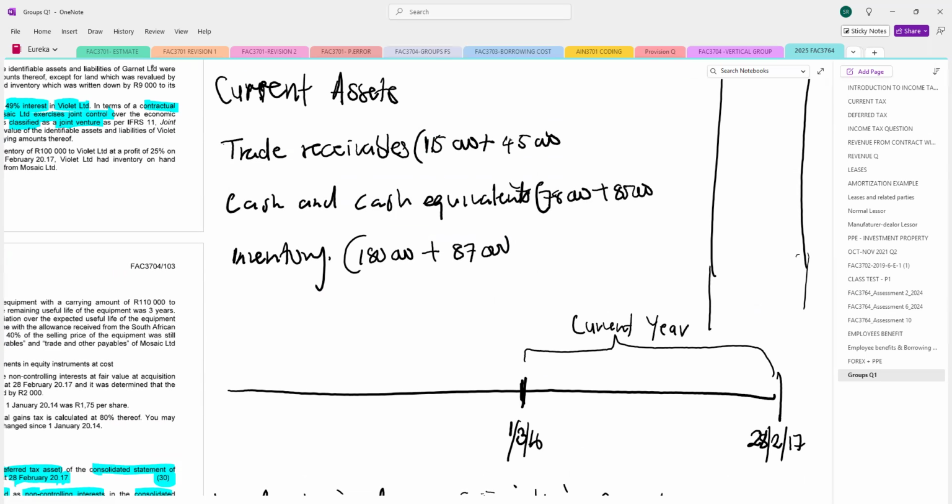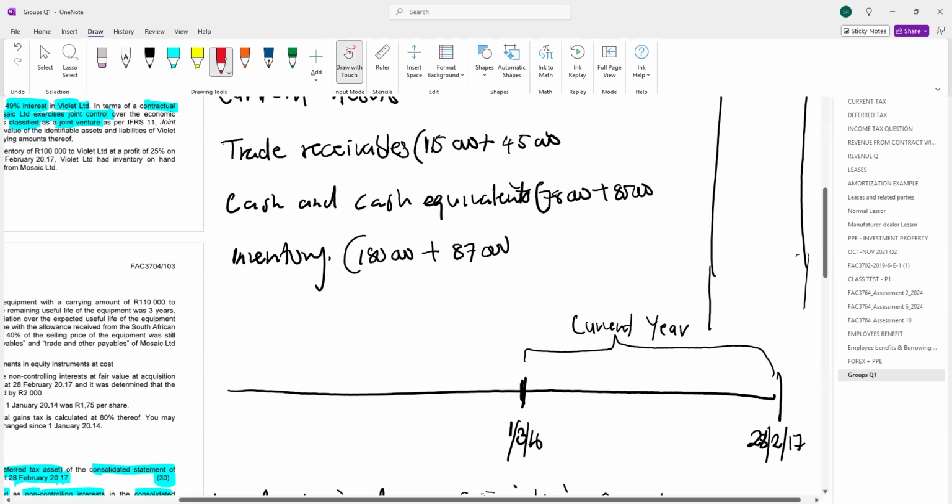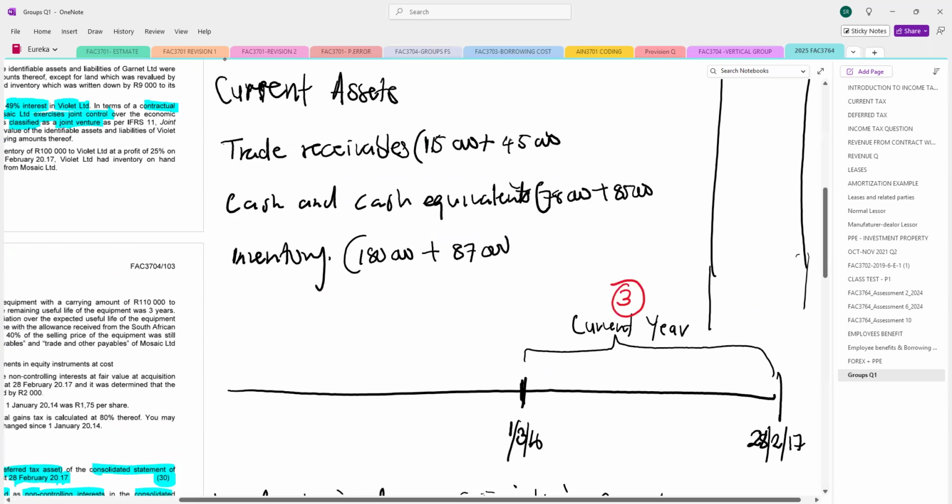This is referred to as my current year. This is actually my stage number 3. So I've got 3 stages. The stage number 3 is my current year.